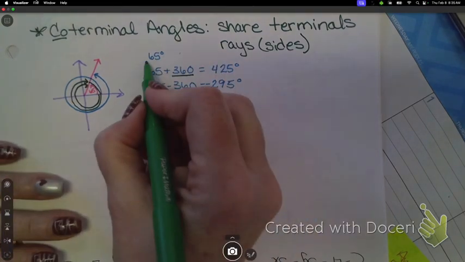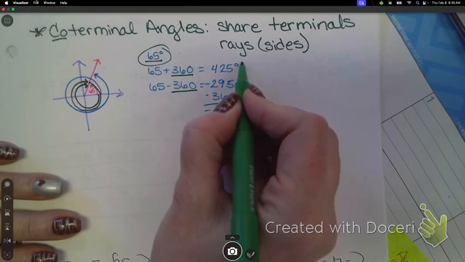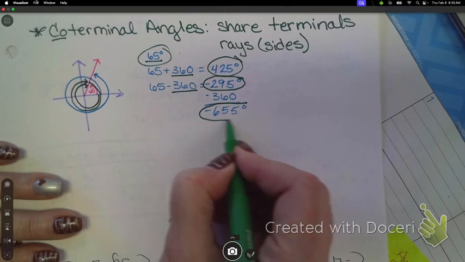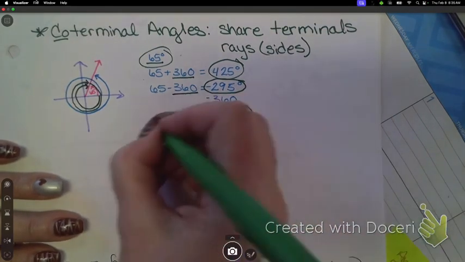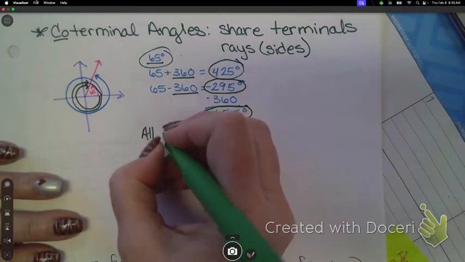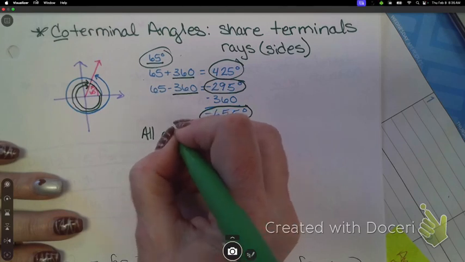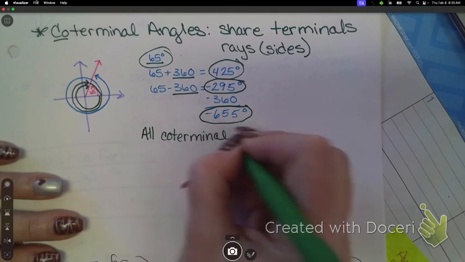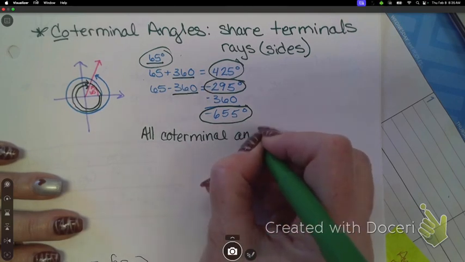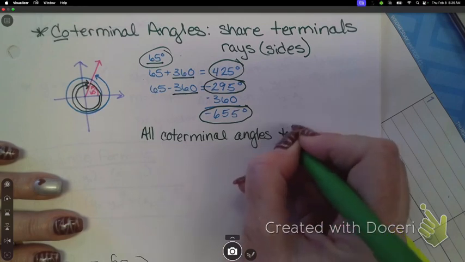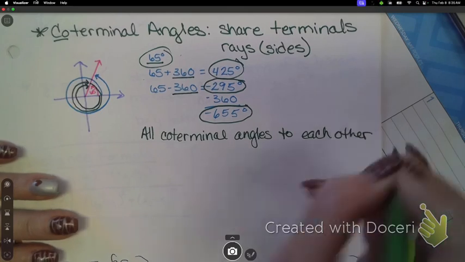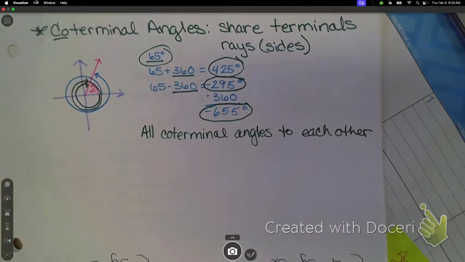So 65, 425, negative 295, and negative 655 are all coterminal angles to each other. There is no limit to the amount of coterminal angles there are. None.